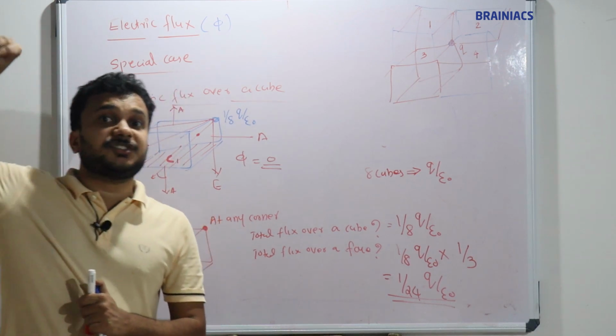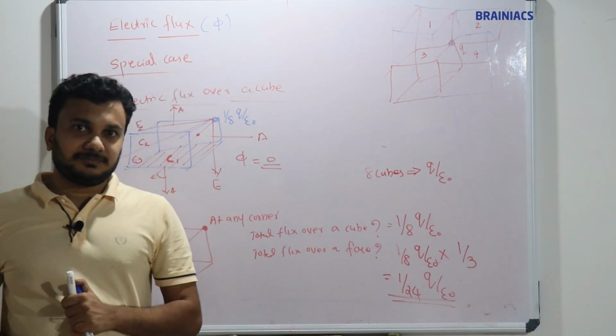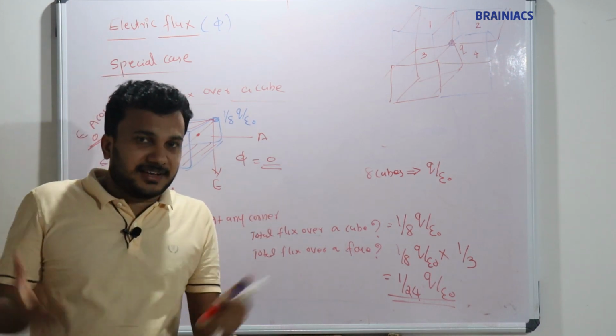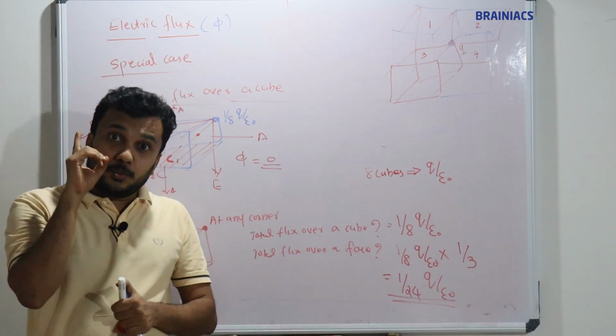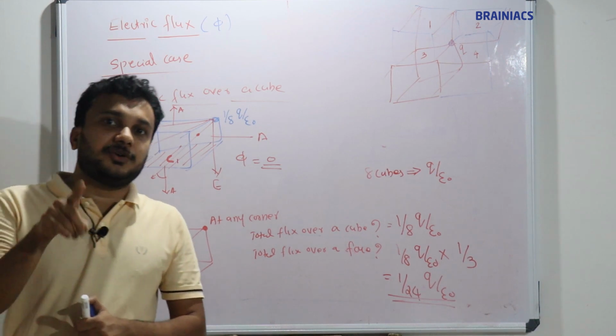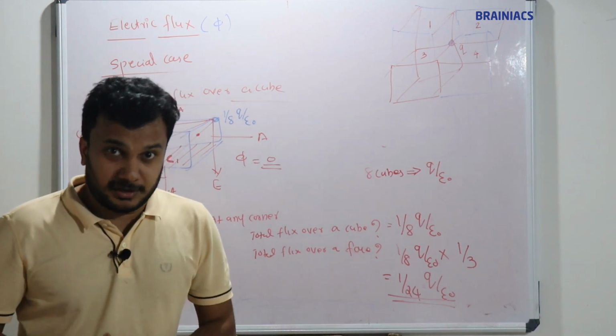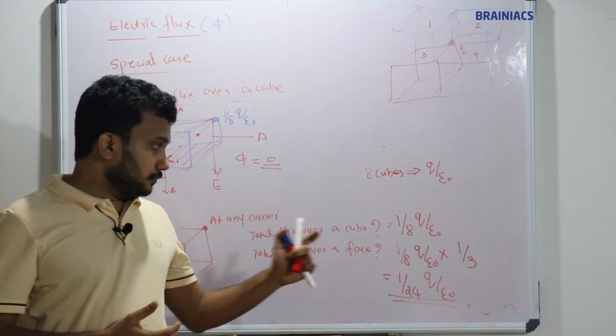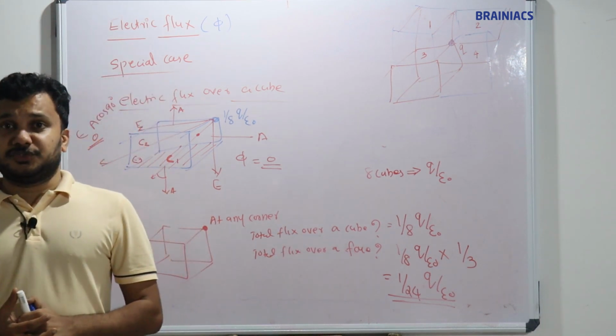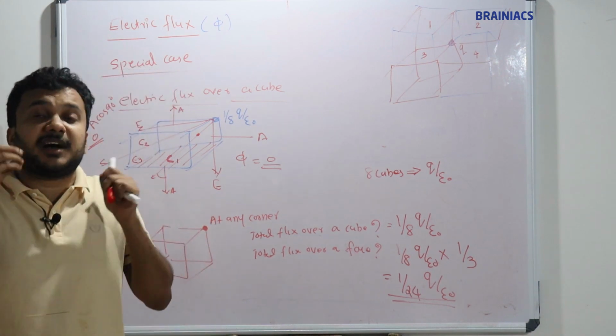If the charge is placed at any one corner, then the total flux over the cube equals 1 by 8 into q by epsilon 0. The total flux over any one surface equals 1 by 24 into q by epsilon 0. Now I am giving a challenging question.